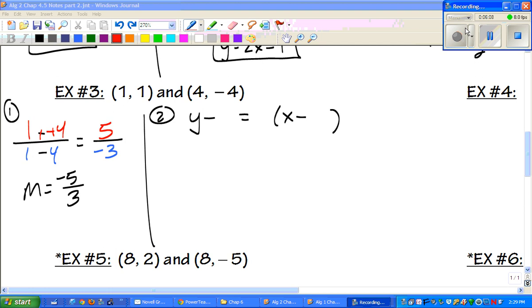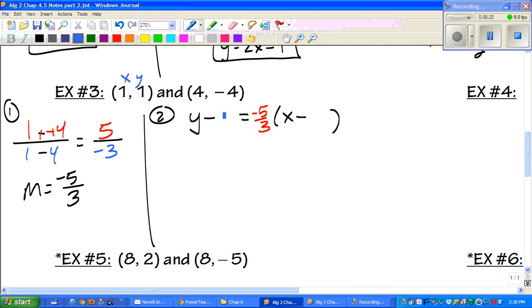Okay, so then when you go through and get the slope, you should get a negative 5/3. That does not reduce. Okay? And you can use either one that you want. I'm just going to pick the 1 and 1. So go through and distribute. Y minus 1 equals negative 5/3 times x. Negative times a negative is a positive, and that's just positive 5/3. Okay? So to get the y by itself, we have to add 1 to both sides.